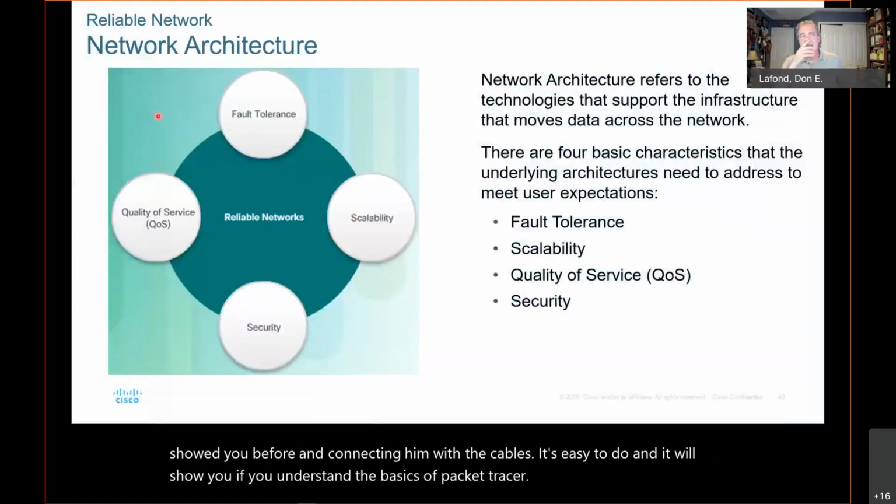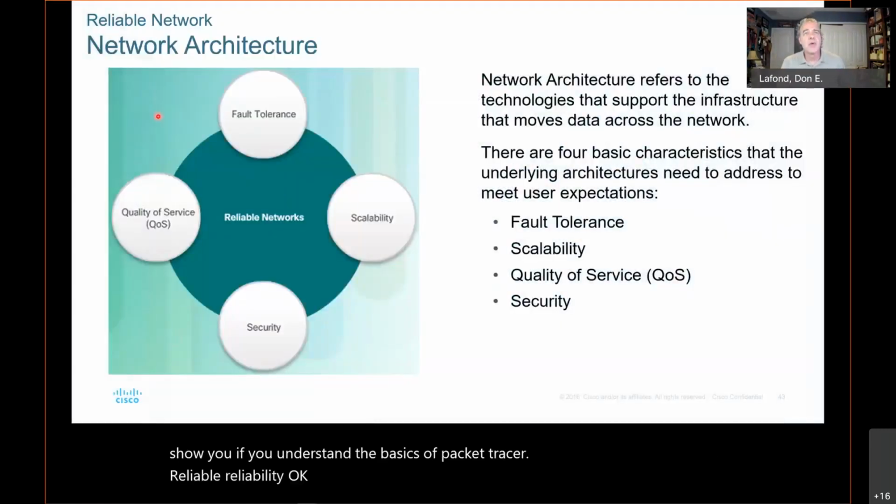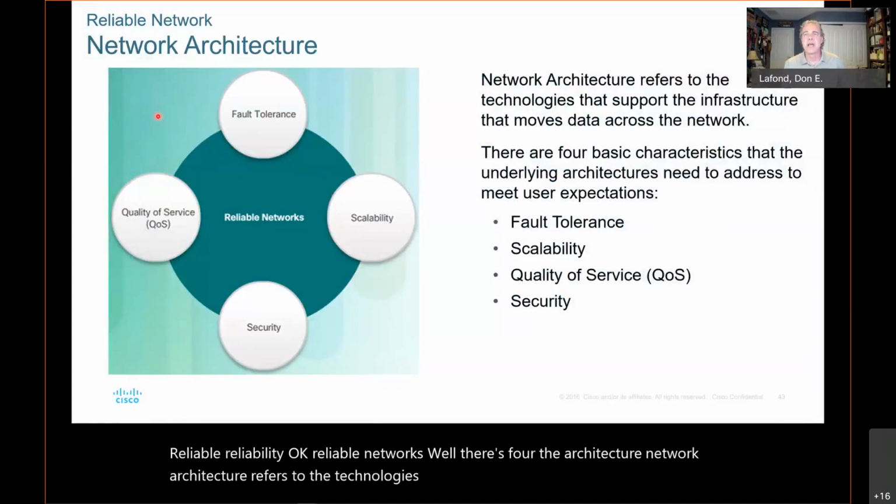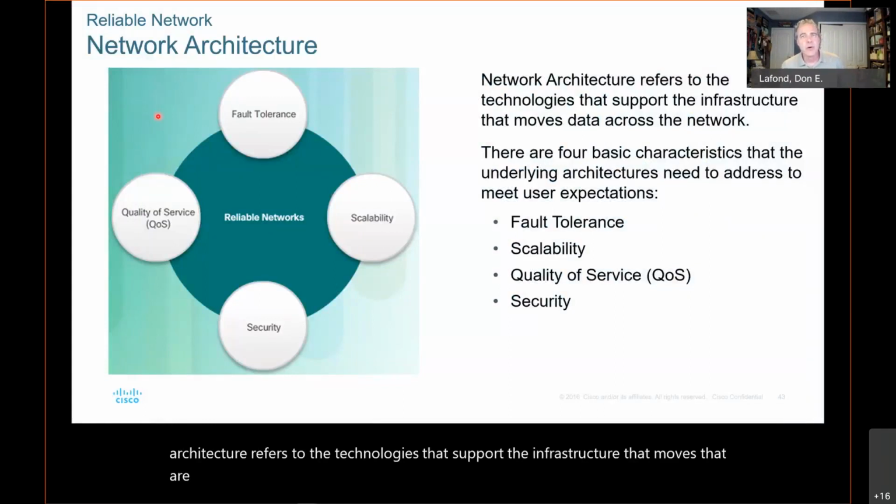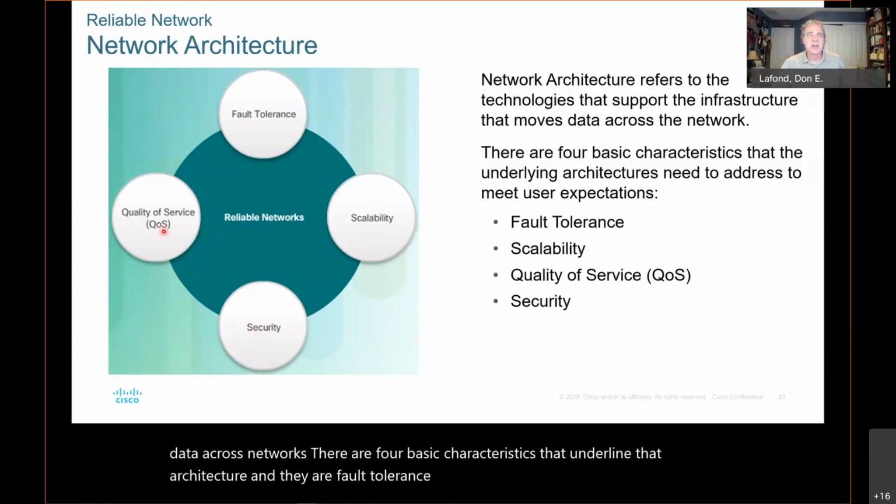Reliability. Okay, reliable networks. Well, there's four. The network architecture refers to the technologies that support the infrastructure that moves data across networks. There are four basic characteristics that underlie that architecture, and they are fault tolerance, scalability, security, and quality of service. Altogether, they give you a reliable network.